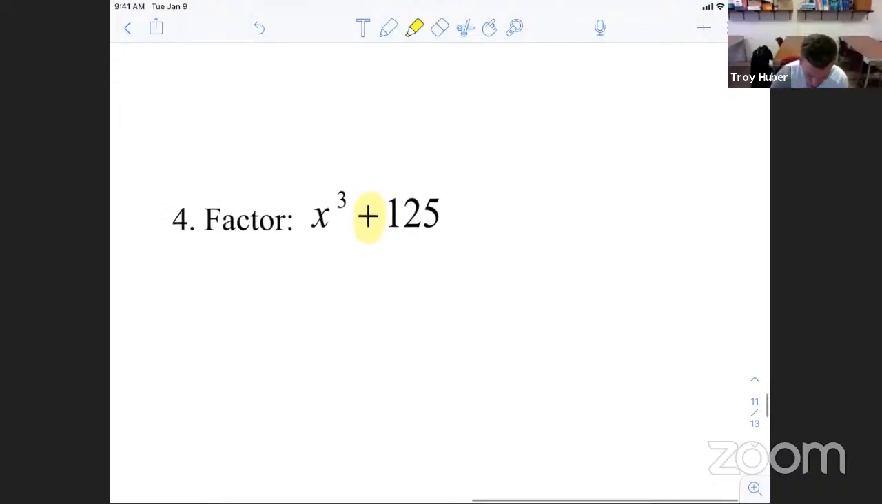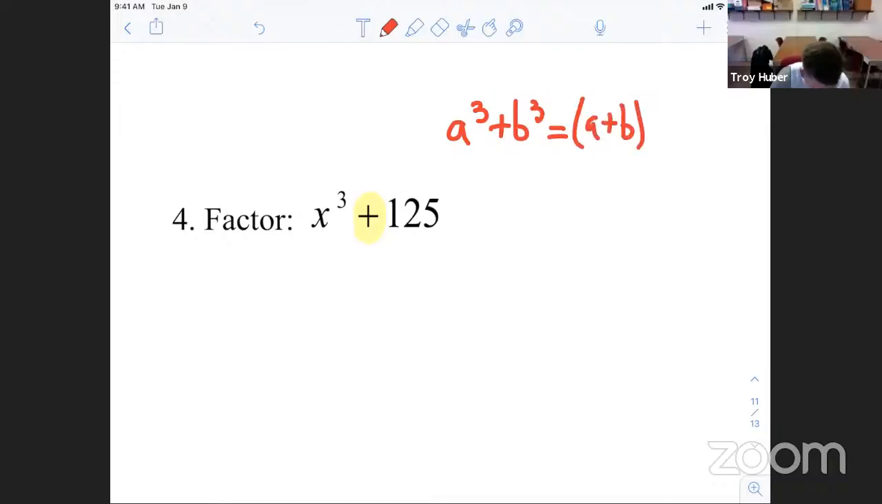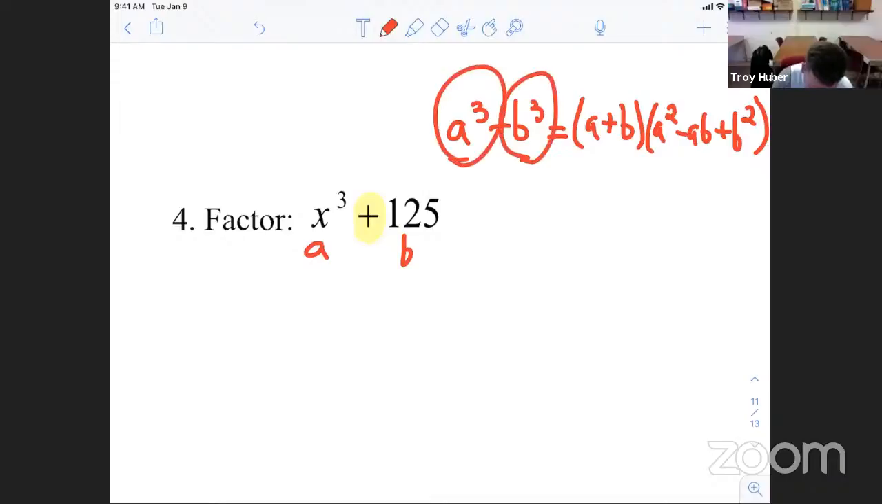Instead, we can use this formula to kind of help us out. a cubed plus b cubed is equal to a plus b times a squared minus ab plus b squared. All right, now let's look at what we mean here. In this one, here is going to be my a term, and here is going to be my b term. So notice we want a cubed and b cubed.